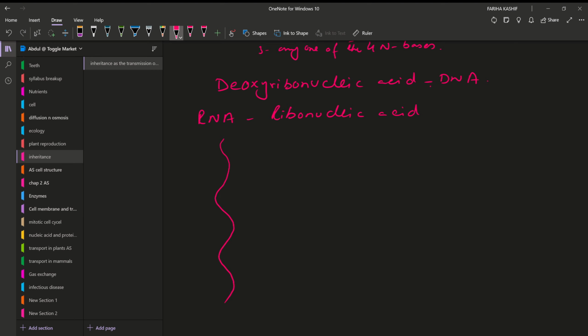RNA is a single-stranded structure. Now, what is each strand of RNA made up of? Each strand of RNA is made up of, again, a repeating unit of sugar phosphate, and again 4 nitrogen bases. Now what are those 4 nitrogen bases present in RNA? In RNA the nitrogen bases present are adenine.